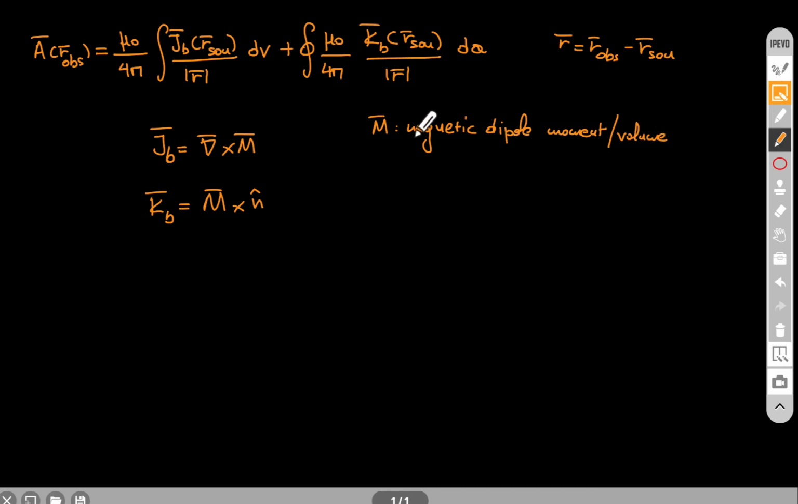And if we know this, we can take the curl of it to find the volume current density, and if you do the cross product of the magnetization with n hat, you get the surface current density. Now I want to talk a little bit briefly about this n hat and what it is. It is of course a unit vector, and it points in the same direction as the infinitely small vector dA. Those two are parallel.